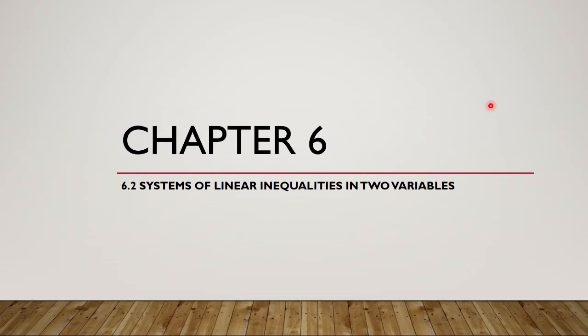Today we are going to continue with Mathematics Chapter 6, which is about systems of linear inequalities in two variables. In the previous lesson, you have already learned linear inequality in two variables, right? So what is the difference between linear inequalities in two variables and this one is that the system of linear inequality in two variables involves a combination of two or more linear inequalities.